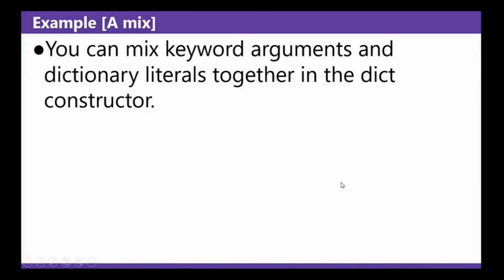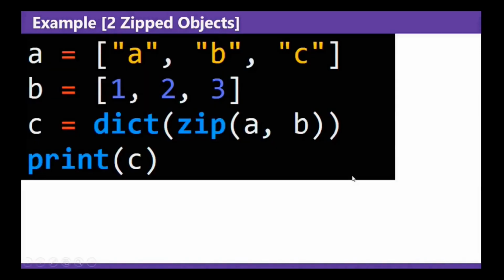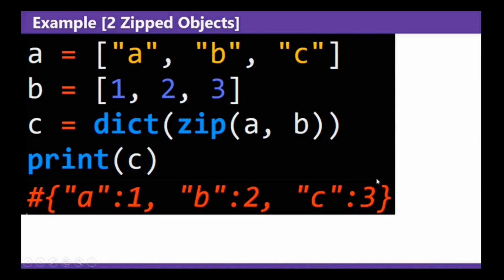Another thing you can do is mix keyword arguments and dictionary literals in the dict constructor. You can also pass a zip object into the dict constructor. If you make a dictionary out of an object A being zipped to object B, the values in object A will be the keys, and the values in object B will be the values.